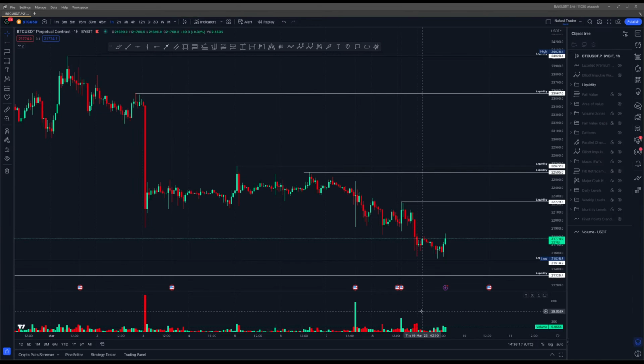And so one of the things you need to look at is where this liquidity would lie. Well, it would take just over 22,300 to be liquidated. So very, very tight liquidation level.